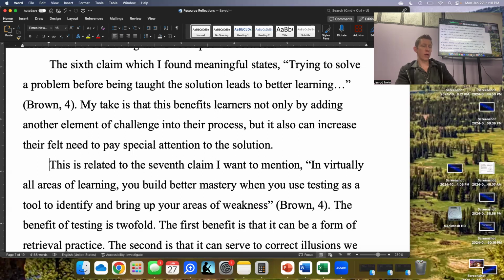So remember what we're talking about right now. Applying personal experience to what he's learned is actually not what we're talking about right now. This sixth claim is getting the students to try to solve a problem before they're taught the solution. So this is happening before you give them the information. Does that make sense?